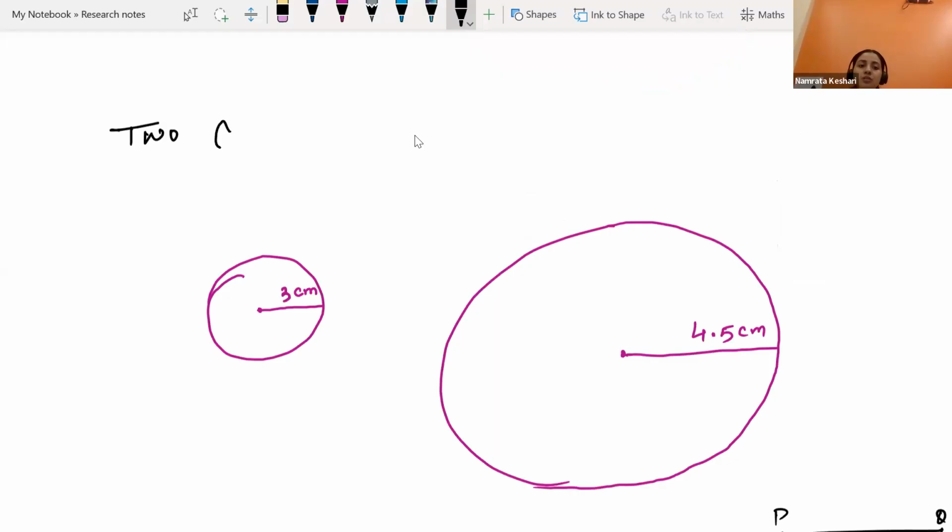Two circles are always similar. Are you getting it? It is not congruent, but it is similar. Any confusion? Getting it? Yes, ma'am. Yes, ma'am.